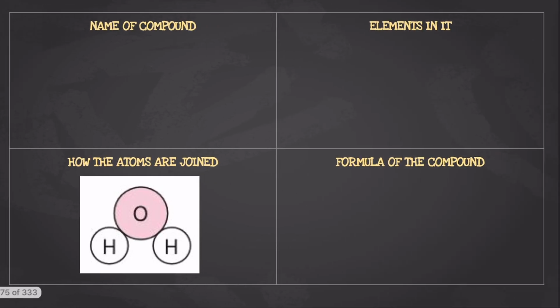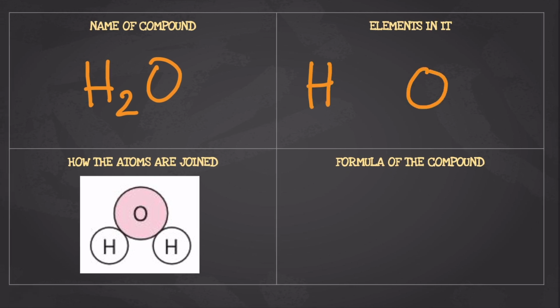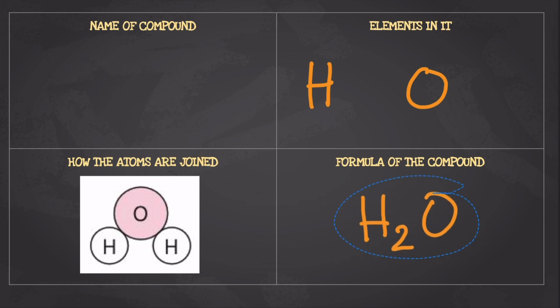If you remember, elements are atoms of one element. So this is an atom, an element, which is hydrogen. This is another element, which is oxygen. But now they are joined together to make a compound. And as you can see, it has two hydrogen atoms and one oxygen atom. Therefore, this is H2O. What elements are in it? Hydrogen and oxygen. The name of the compound is water.